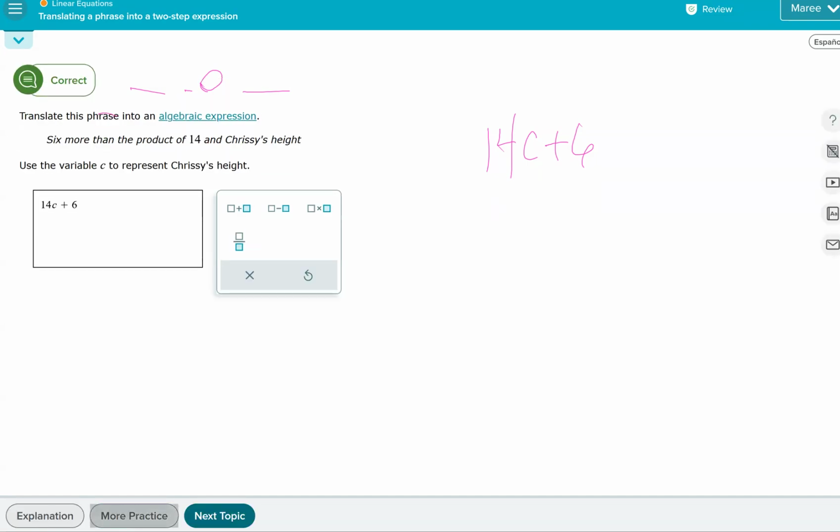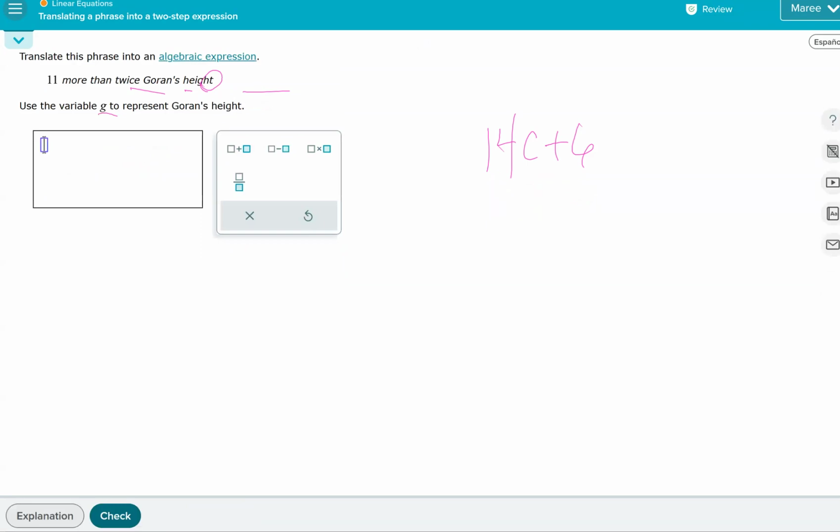Okay, let's do another one, practice. So here's this 11 more than. So we'll have plus 11, and then it tells us what we're going to have more than. Twice Goran's height. We don't know Goran's height, so it's G. So we have to know that twice, what does twice mean? That means times 2. So we're going to times Goran's height by 2.